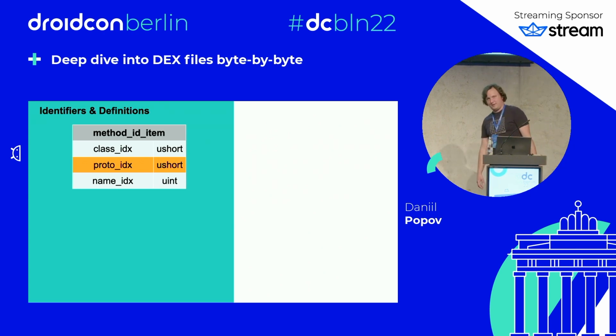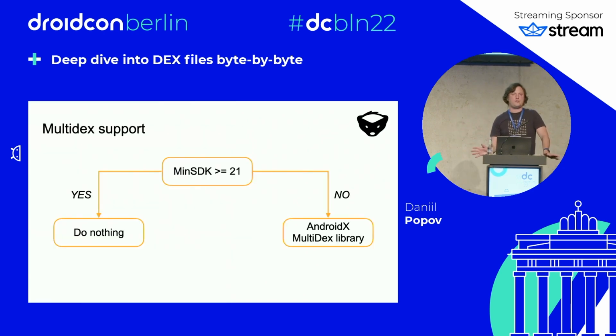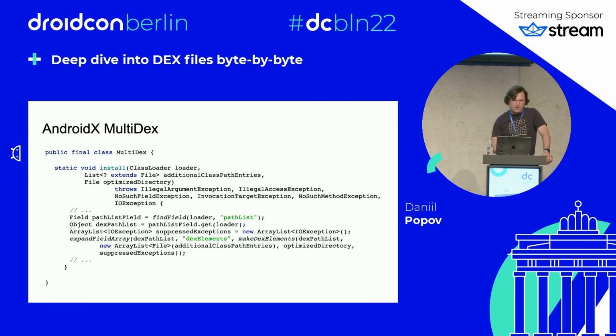But the problem is that it's not only about your code, but your code together with the framework code and the libraries you use, so every prototype you have in your project is placed here, and that's why this problem occurs. So how is it solved? If you have minimum SDK 21, you have to do nothing, because ART already supports multiple DEX files out of the box. But if you target Android SDK 19 and below, you might have already used the multi-DEX library. So what does it do inside?